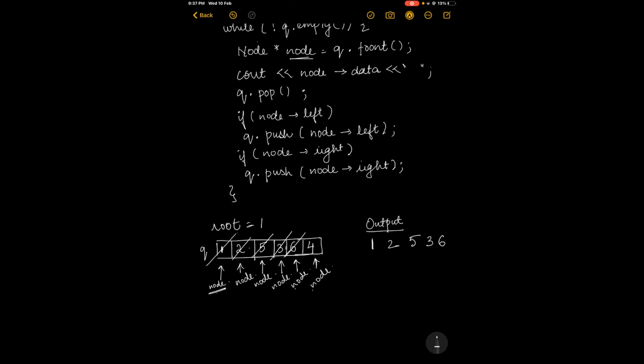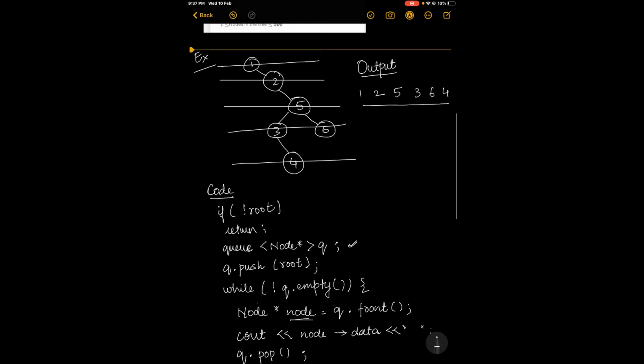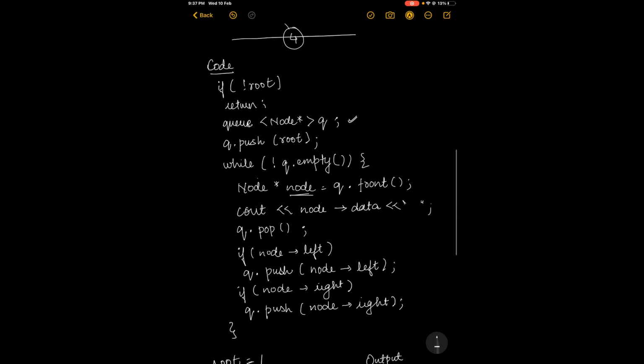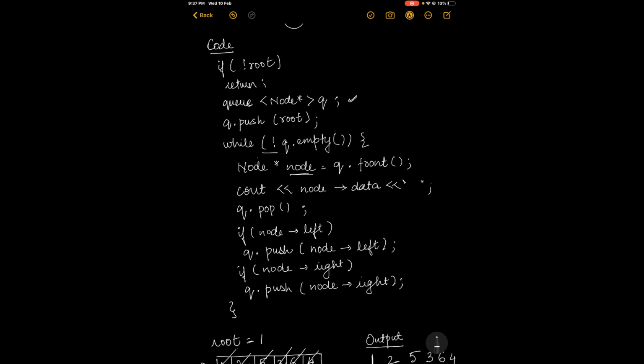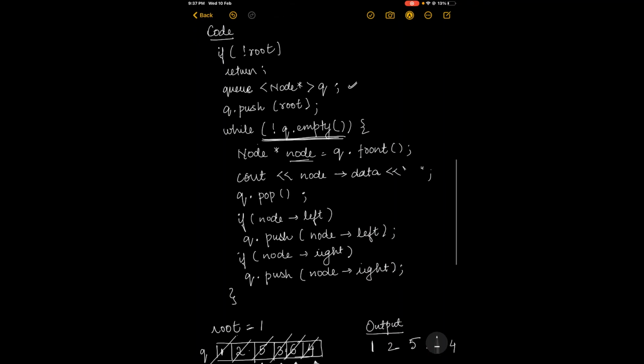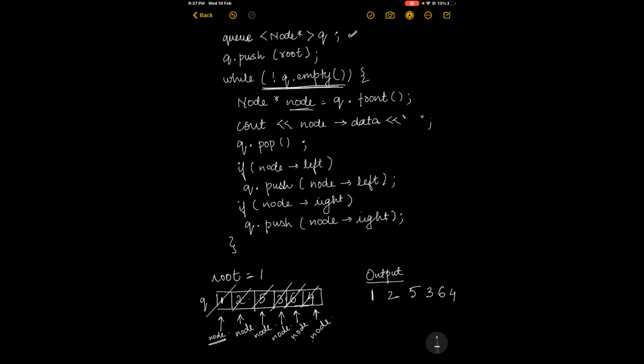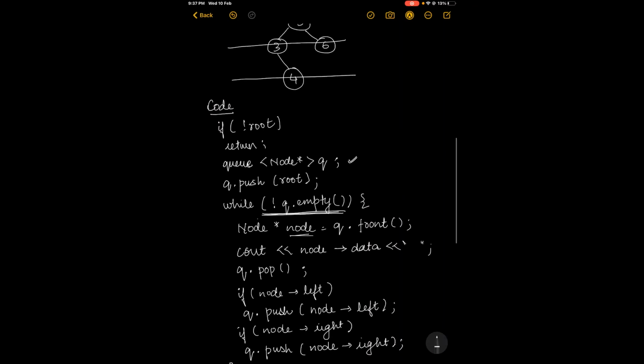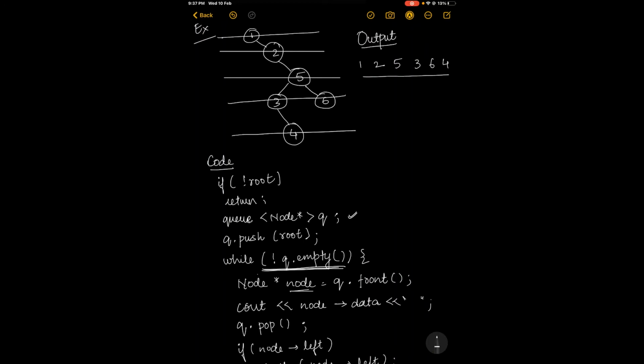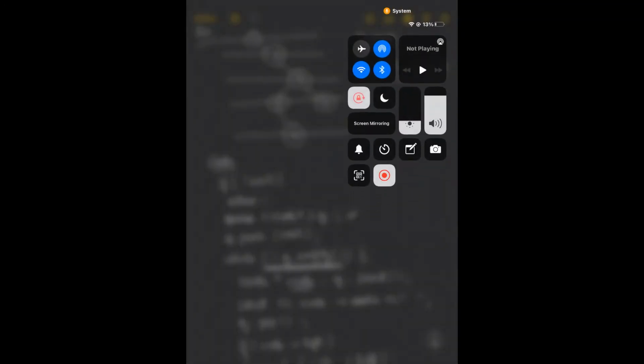Next, we have 4. So node, print 4, pop it, and check for both left and right children of 4 which do not exist. So we can now say that the queue is empty. So now we won't be in the while block anymore. We'll come out of it, and this is our final output. So 1 2 5 3 6 and 4, and this is what was expected.